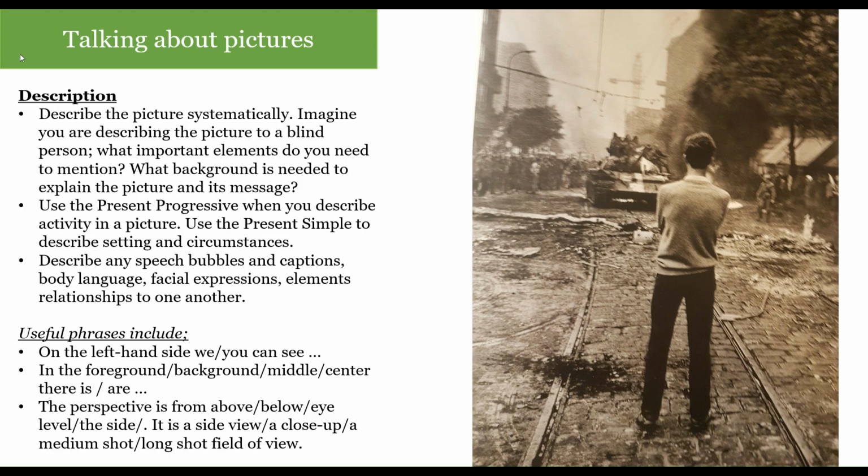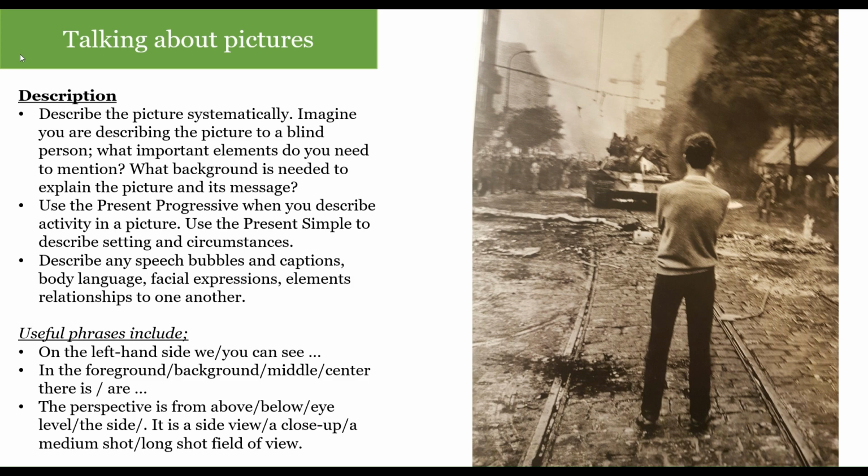From there, you go into your description and describe the picture systematically. Imagine you're describing the picture to a blind person. What important elements do you need to mention? What background is needed to explain the picture and its message? Use the present progressive when you describe activity in a picture. Use the present simple to describe setting and circumstances. Describe any speech bubbles and captions, body language, facial expressions, elements, relations to one another.